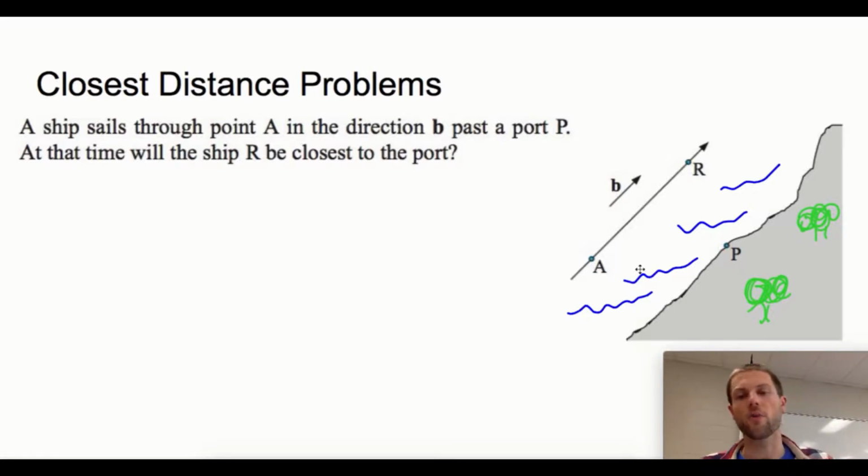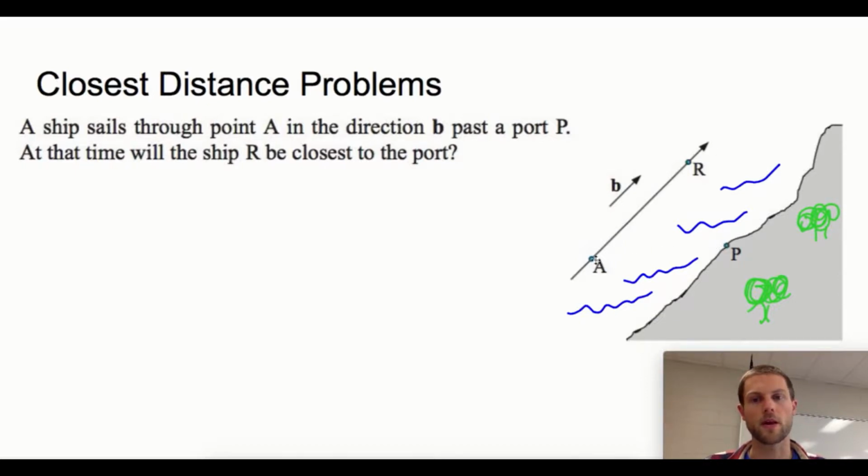Somebody's looking out from point P, and here's a ship that's going by. It's sailing through point A in the direction of B. So B is like my direction vector of motion, and I'm going in this direction. Here's my port, P. I want to know at what time the ship R will be the closest to the port. If we're moving in this direction, I want you just to think a little bit. If I continue in this path, at what point in this path am I going to be closest to P?